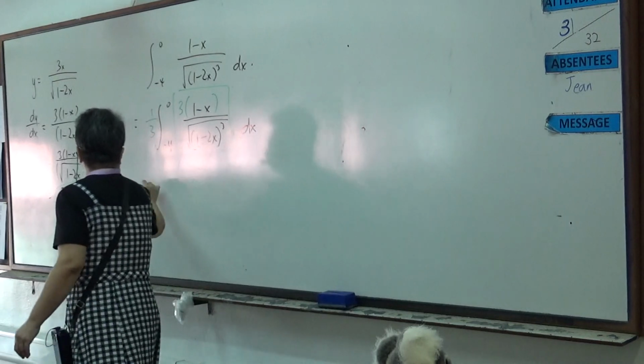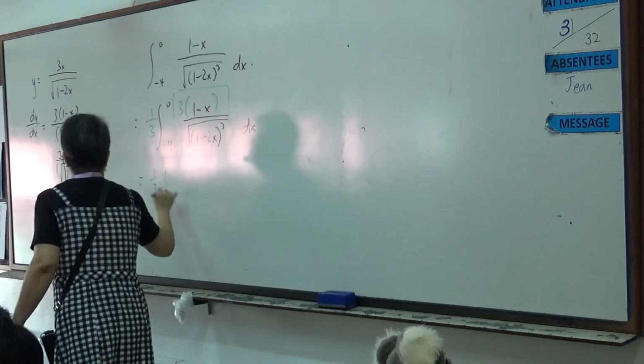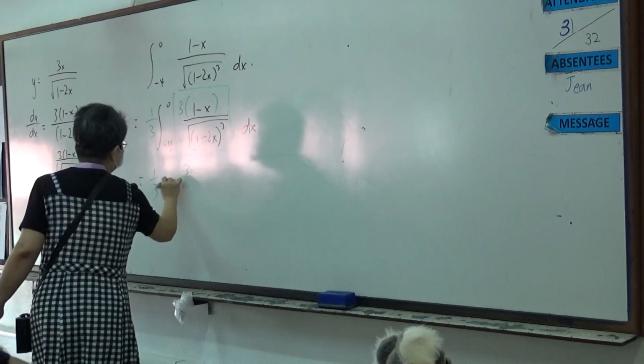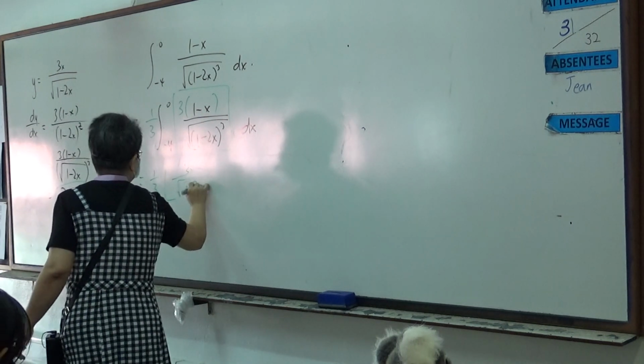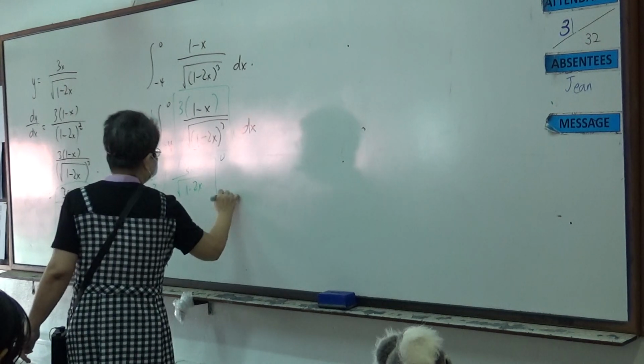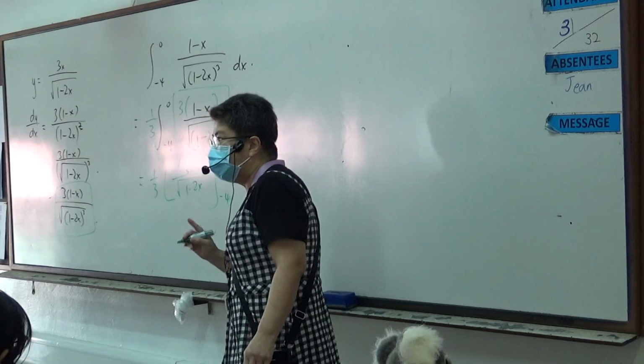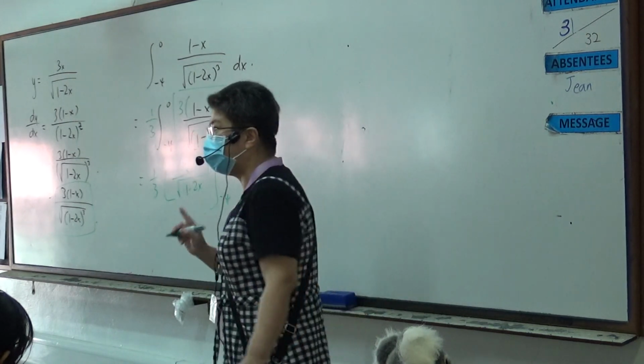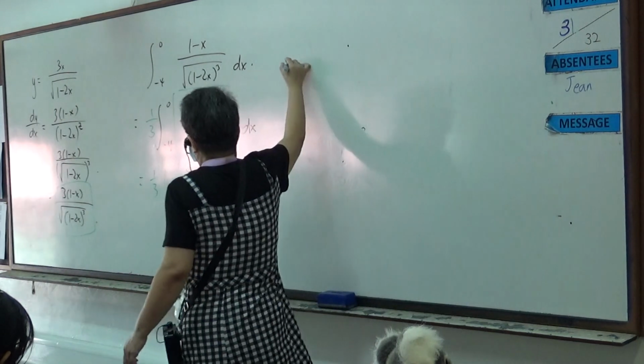So when I integrate this, I'll get back this one, right? So what is this? 3x over square root 1 minus 2x, from 0 to negative 4. Can you see now, no plus c already? Now no plus c. Can you see? Because it's a definite integral. Okay? So what do I have?